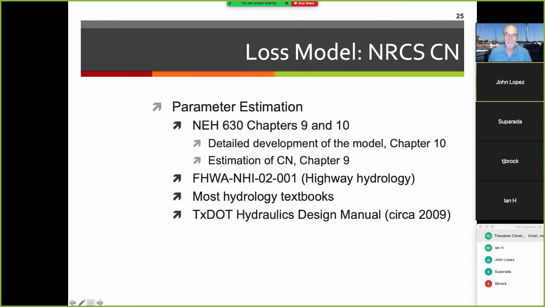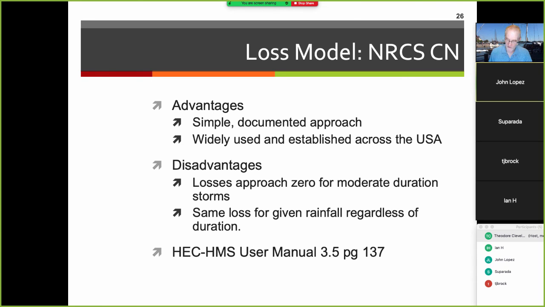There's a detailed explanation in chapters 9 and 10 of NEH 630, and the highway hydrology textbook, which is on our server, also has a good explanation. And so do most hydrology textbooks and the hydraulic design manual, the current edition, it doesn't have to be 2009. The advantages of it are it's a simple documented approach. It's widely used and established across the United States. It probably is used in other countries.